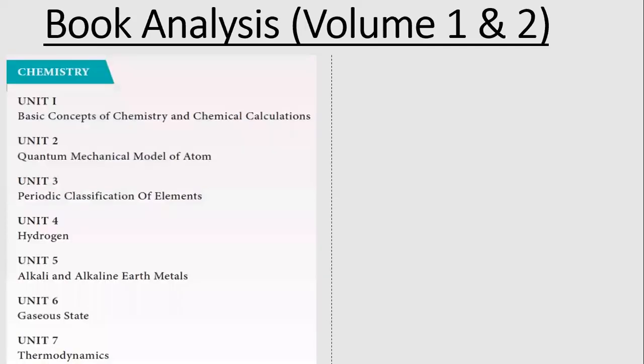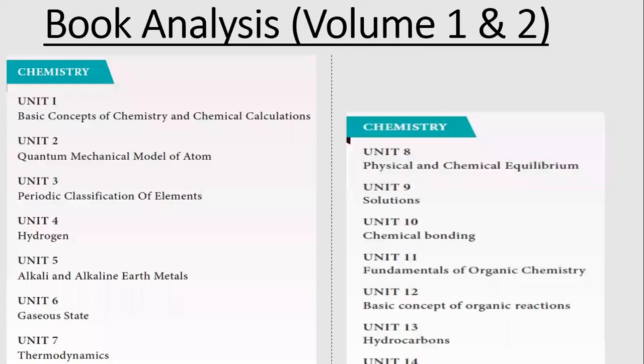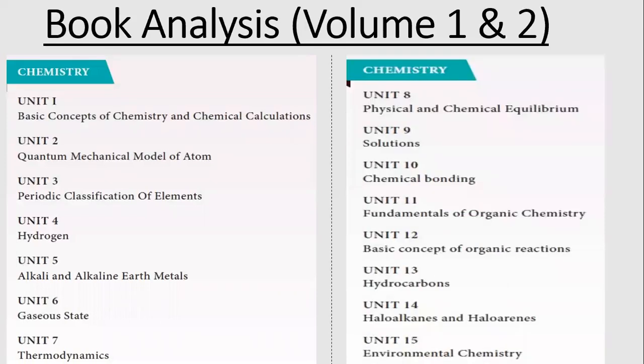So now in this video, we are going to discuss the book analysis. That is, what are all the units and the subtopics present in your chemistry book. For chemistry you will have two volumes of the book, volume 1 and volume 2. Volume 1 will contain 7 units, volume 2 will contain 8 units, so totally 15 units.